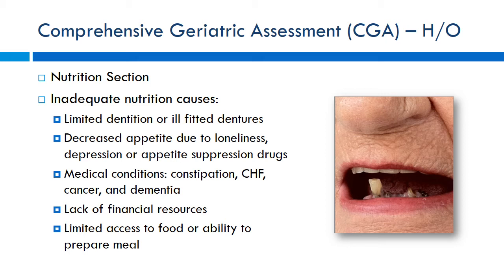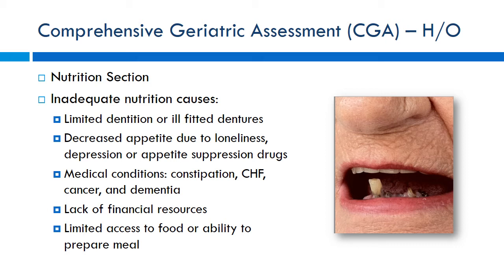Oftentimes they'll have decreased appetite, either due to loneliness or due to depression that maybe is not being treated sufficiently. If they're on appetite-suppressing drugs, especially things like stimulants, those can actually depress their appetite, so they're not eating enough. Certainly medical conditions can affect them. Things like constipation, especially with a lot of patients being chronic pain sufferers, they're going to be on opioids. Opioids cause constipation. It's a huge, huge problem. Cancer, dementia, all of that can be affecting their nutritional status, if they just don't think to eat.